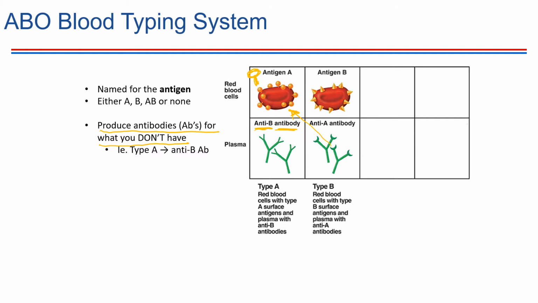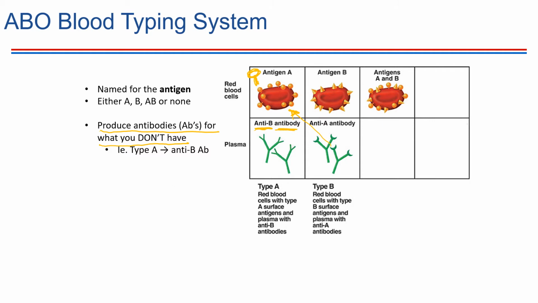Well, you could have another combination. You could get A from mom and B from dad, and you'd have type AB blood, which means you've got both of the antigens on your red blood cell. If you had both the antigens on your blood cell, then your body's not going to want to attack itself.